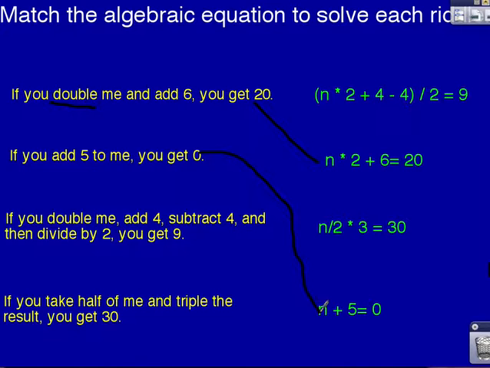If you double me, add 4, subtract 4, and then divide by 2, you'll get 9. That's going to match up with the first one, using the order of operations, because they wanted you to do all this first and then divide by 2 to get 9. And last but not least, if you take half of me and triple the result, you get 30. The idea of half is dividing by 2, triple is to multiply by 3, so that leaves us with that option.